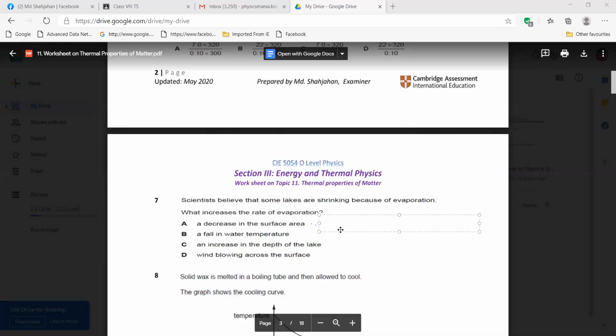Sir, the wind blowing across the surface. Yes, wind blowing across the surface. So in your note, what do we say? Evaporation is the change of state of a liquid into a vapor at any temperature. Evaporation occurs at the surface of the liquid. Evaporation increases if the surface area is more. Okay, so what is wind blowing called? This one has a single term. What is the name of that term?